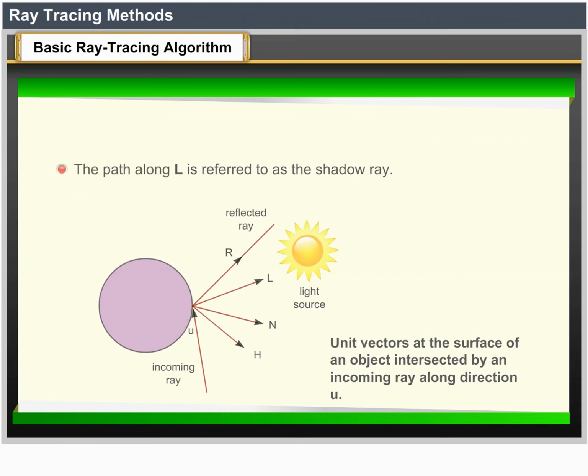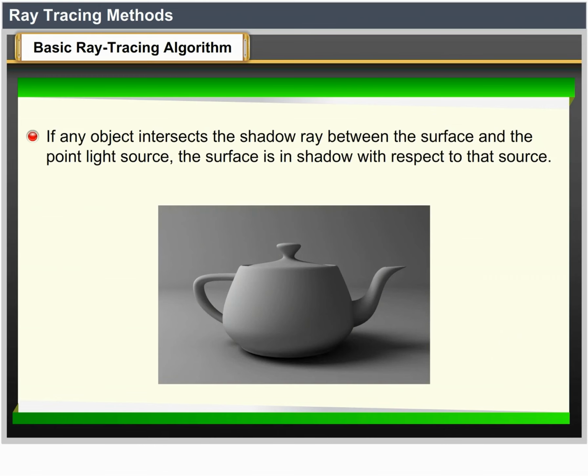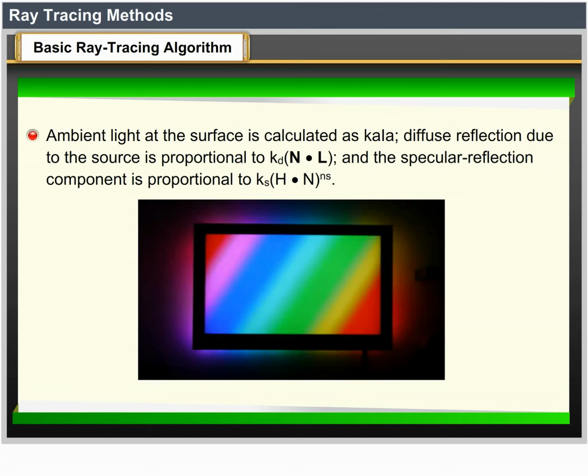If any object intersects the shadow ray between the surface and the point light source, the surface is in shadow with respect to that source. Ambient light at the surface is calculated as Ka into Ia. Diffuse reflection due to the source is proportional to Kd of N and L, and the specular reflection component is proportional to Ks into H and N raised to the power Ns.